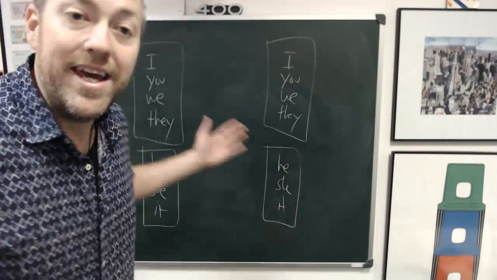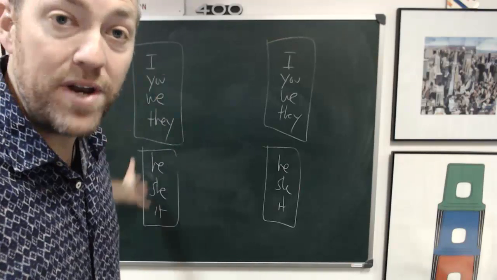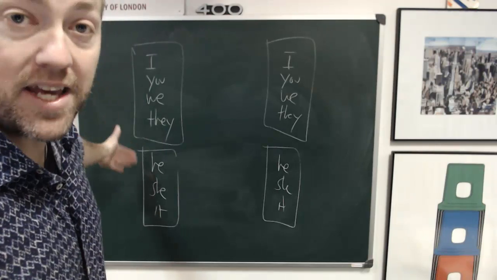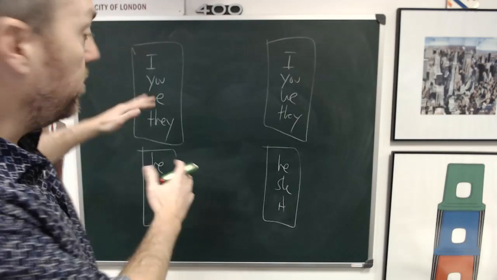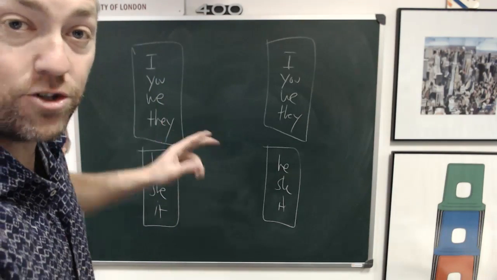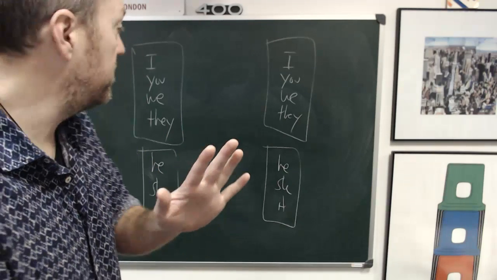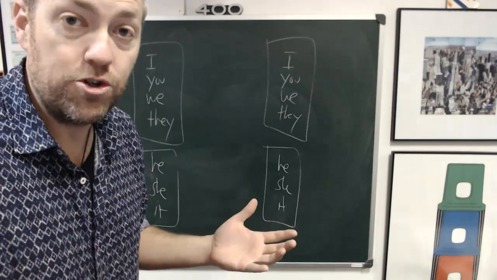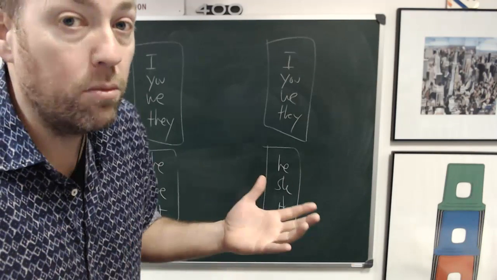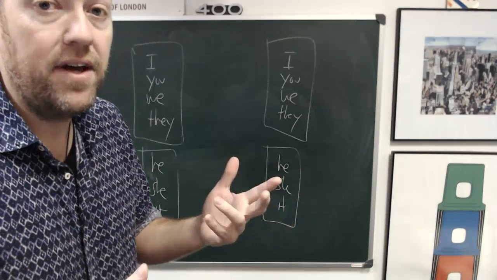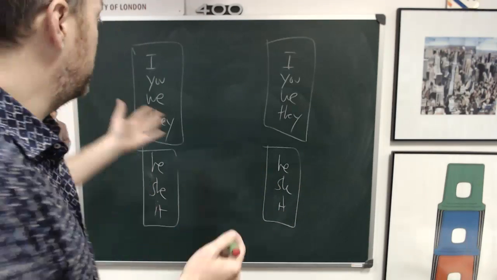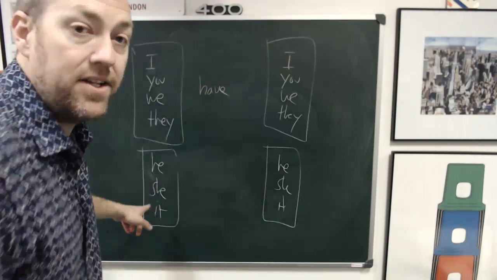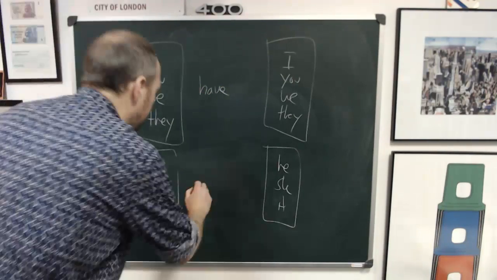Okay, so here are the pronouns in English. I, you, we, they, and he and she and it. So I have divided it into two groups. With all of the normal verbs in English, we have two conjugations like I have and he, she, and it has. Okay?